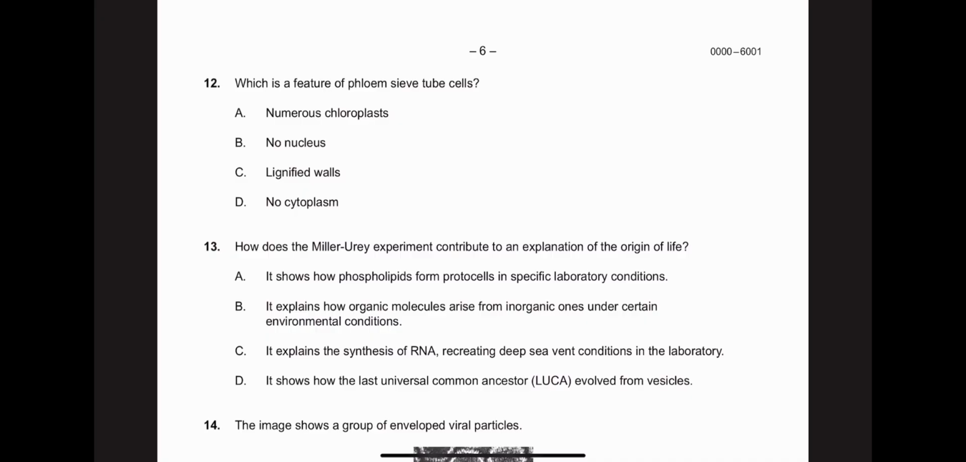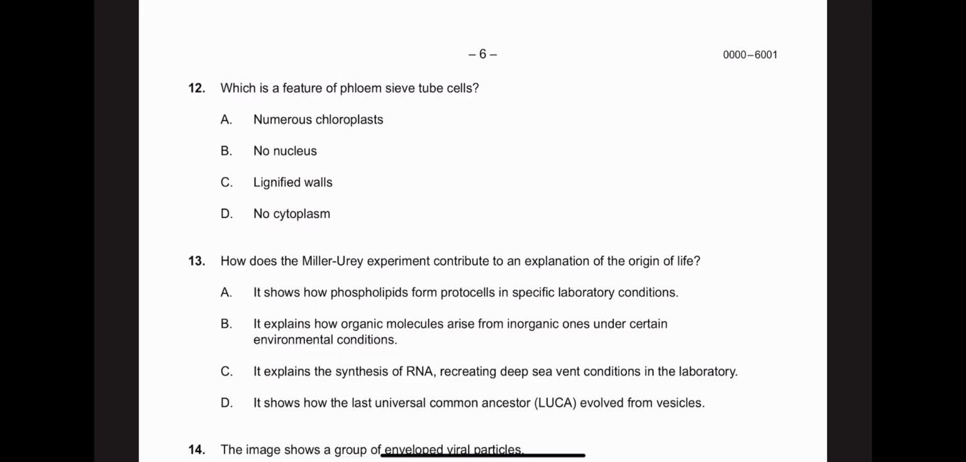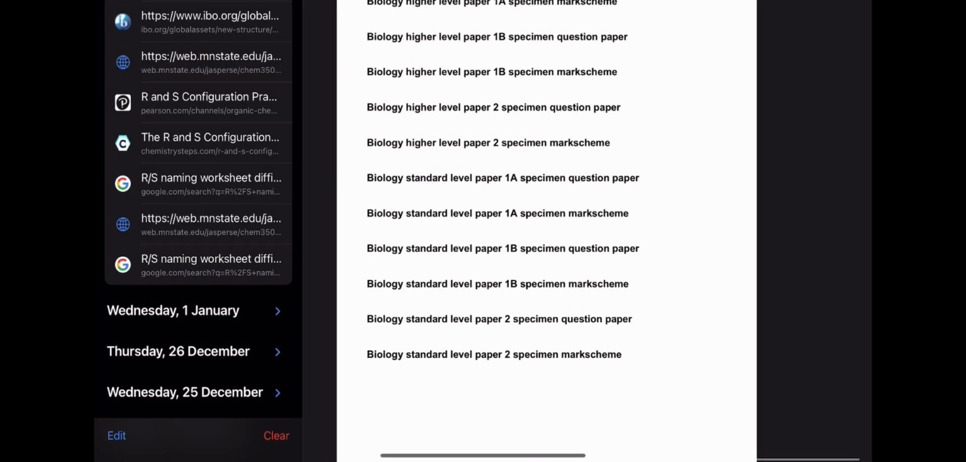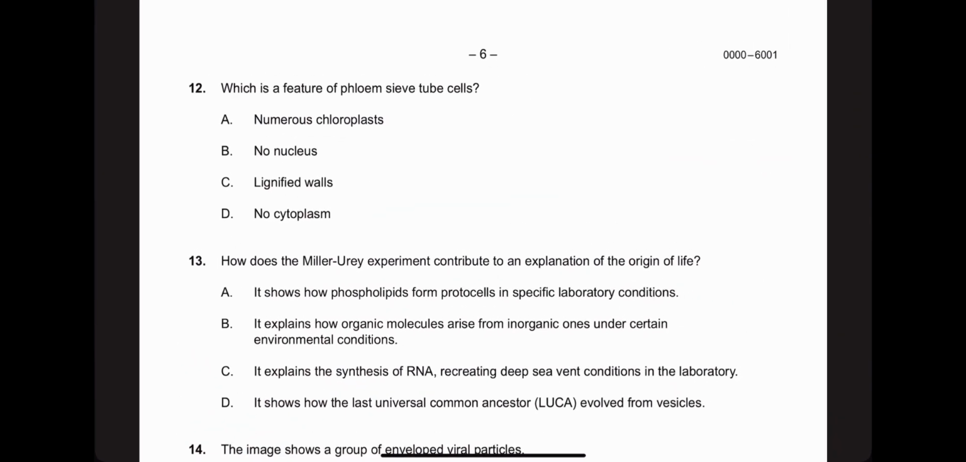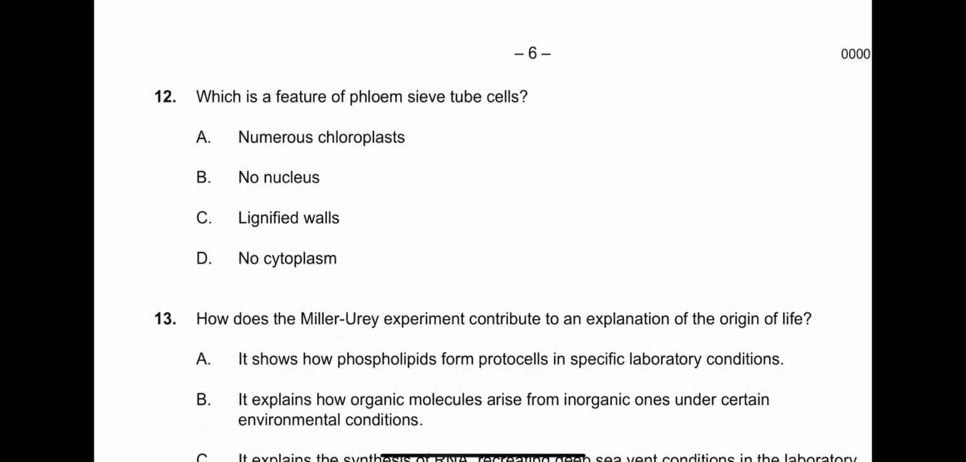12. Which is a feature of phloem sieve tube cells? Okay, phloem sieve tube cells, they are pretty specialized, so it should be pretty easy. Phloem sieve tube cells, they have numerous chloroplasts. That's not true. No nucleus, that is true. Lignified walls is xylem. No cytoplasm, not true. No nucleus, yeah, that's the one.